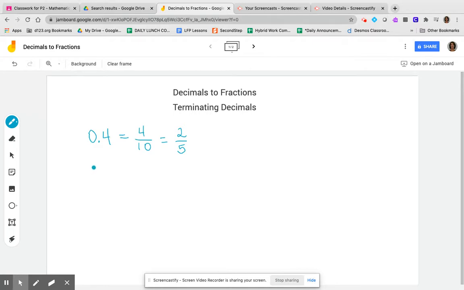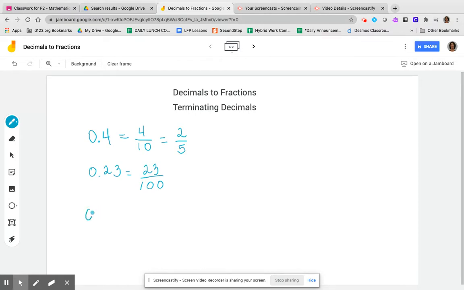Our second example, we're going to use 0.23. So this is my terminating decimal. I'm going to change into a fraction. I'm going to make 23 my numerator. Since I have 2 digits as my numerator, I'm going to need 2 zeros after the 1 as my denominator. And 23 is a prime number, so I can't reduce that any further.